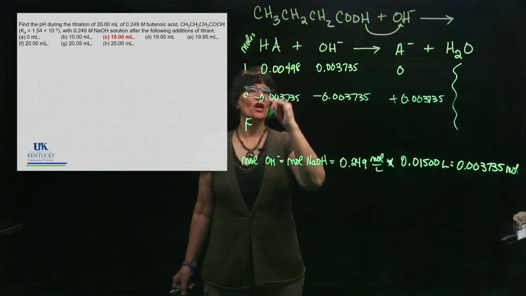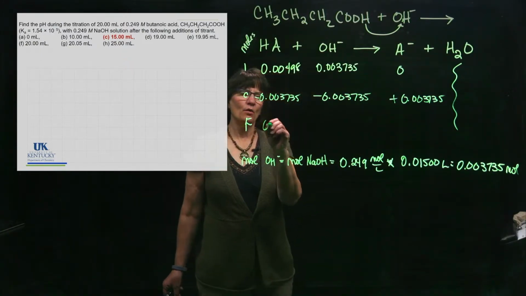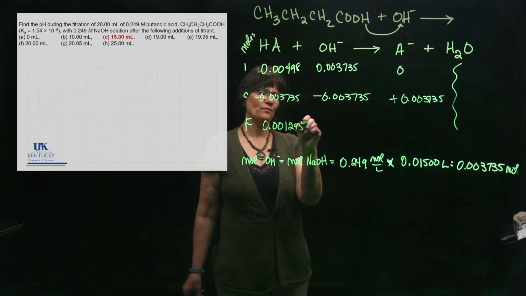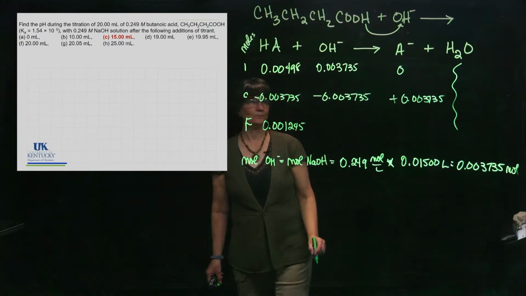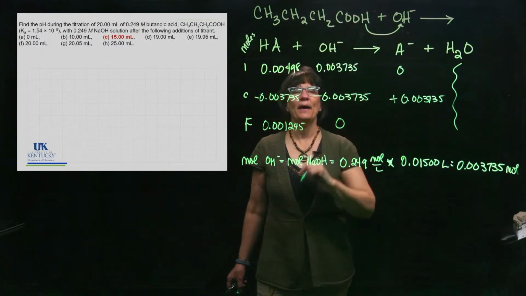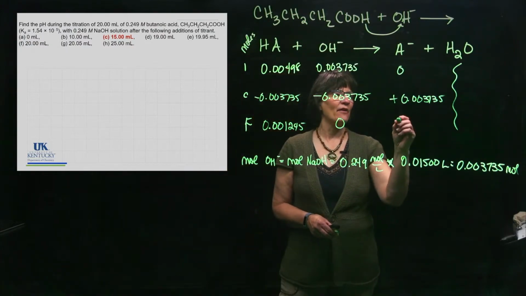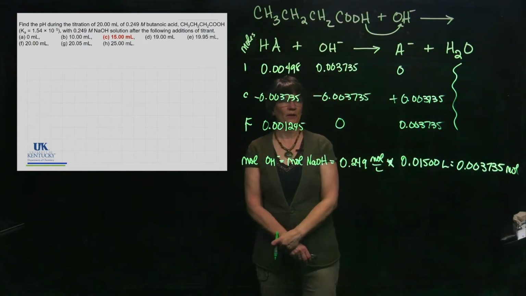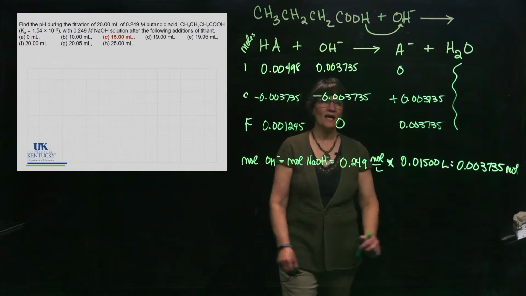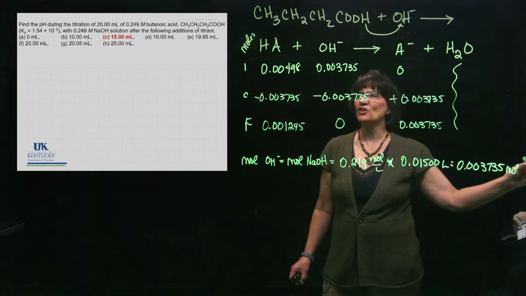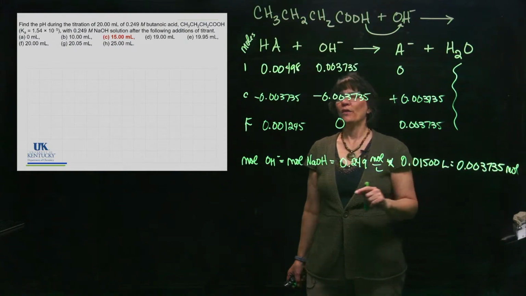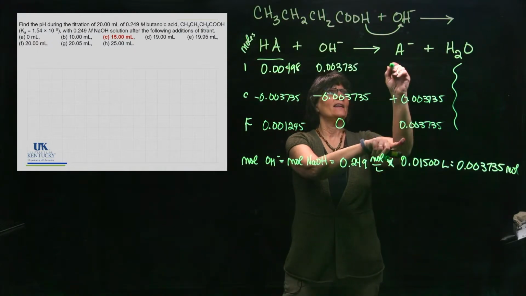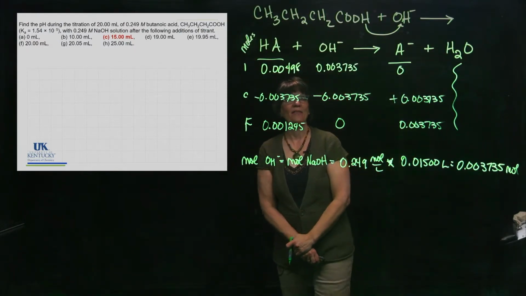I still have some of the weak acid present, 0.0012, and I'm carrying an extra bit along for the ride. I've consumed all of the base. It is gone, and I have remaining the conjugate base of that weak acid, which is this number here. Now, when I get to the F line, I always have to decide what is my next course of action. What's my next step to take? Well, the next step is to look at what I have left. I see that I have some weak acid left and some of its conjugate base left, and that's a buffer.